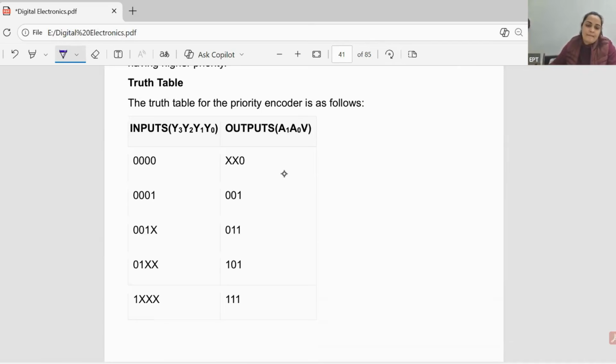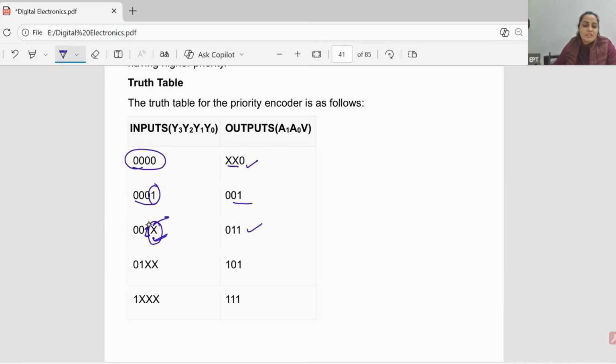See here, if all the bits are 0, output will be 0, these two will not matter here, right? Similarly, see here, if this bit is 1, then output is 1. Now if this bit is 1, we will not bother about this bit, because this is the least significant bit compared to this one.